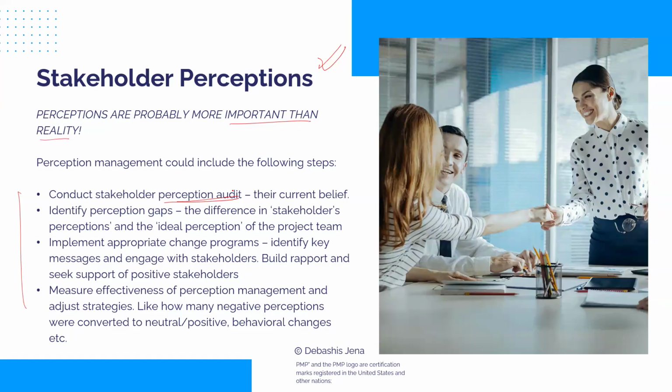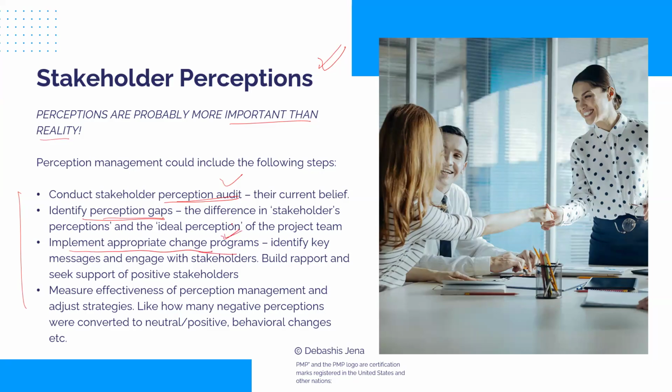Then after you understand what their perception is, next you identify any perception gap. What's a perception gap? When there's a gap between the fact, the reality, and what stakeholders perceive. That's known as a gap. So you'll check where there are gaps in the perception of the stakeholders. And if there are gaps, next what do we do?